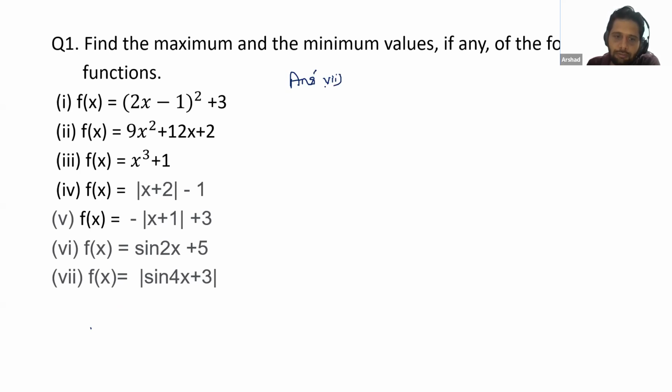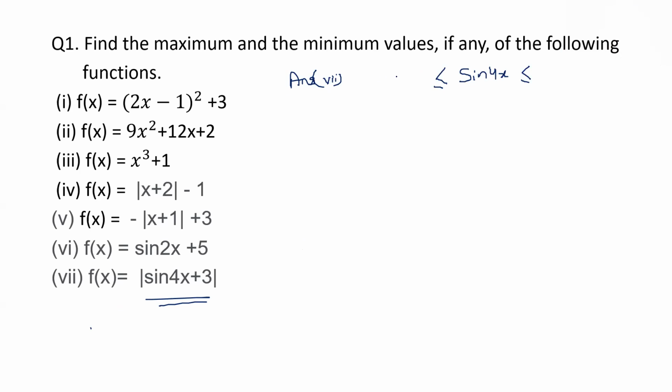The answer is 7. We have mod sin 4x plus 3. We will do the same thing. First of all, we will check for sin 4x. Can anyone tell me the maximum and minimum value of this function? 1 and -1, sir. Very, very good. I hope it is clear to everyone that the minimum value of this function is -1 and the maximum is 1.